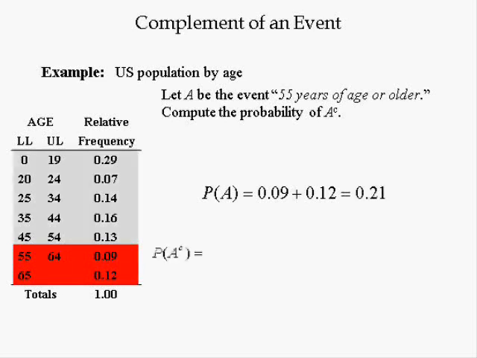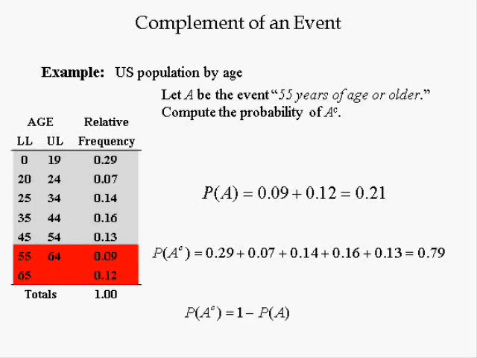The gray box identifies the sample points not in A and their probabilities. The probability of A complement can be computed directly by summing up the 5 sample point probabilities in the gray box, which is 0.79. Using the equation for the complement, the probability of event A's complement is 1 minus the probability of event A, which is 1 minus 0.21, or 0.79.